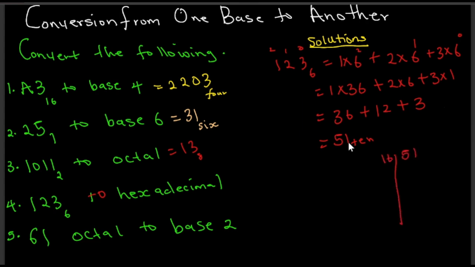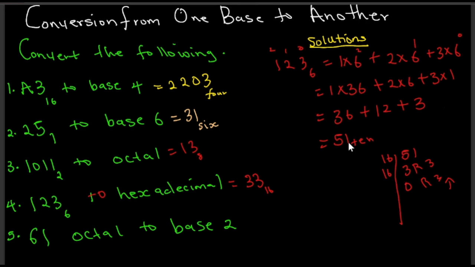16 divided into 51 is 3, remainder 3. 16 divided into 3 is 0, remainder 3. So this would give us 33 base 16, which is hexadecimal. All right, so that's it for conversion of this.